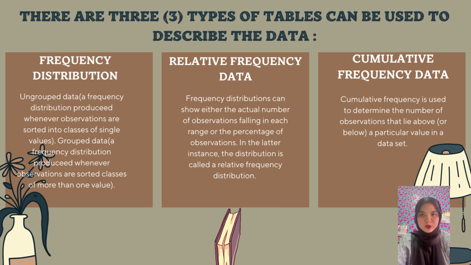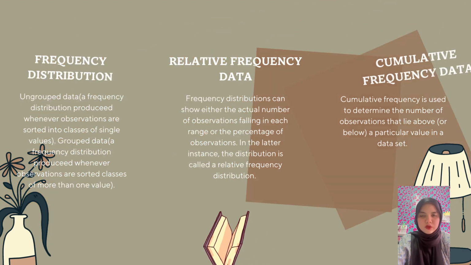Frequency distribution is divided into two: firstly ungrouped data and secondly grouped data. An ungrouped data frequency distribution is produced whenever observations are sorted into classes of single values, while a grouped data frequency distribution is produced whenever observations are sorted into classes of more than one value.